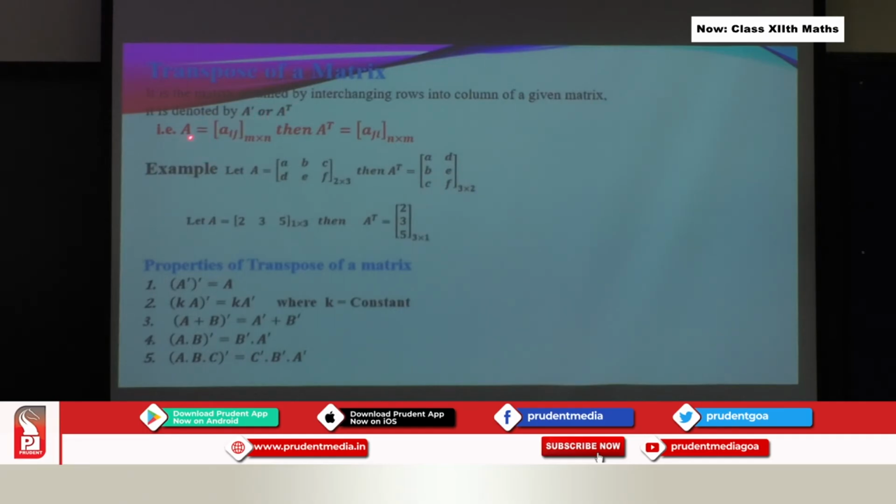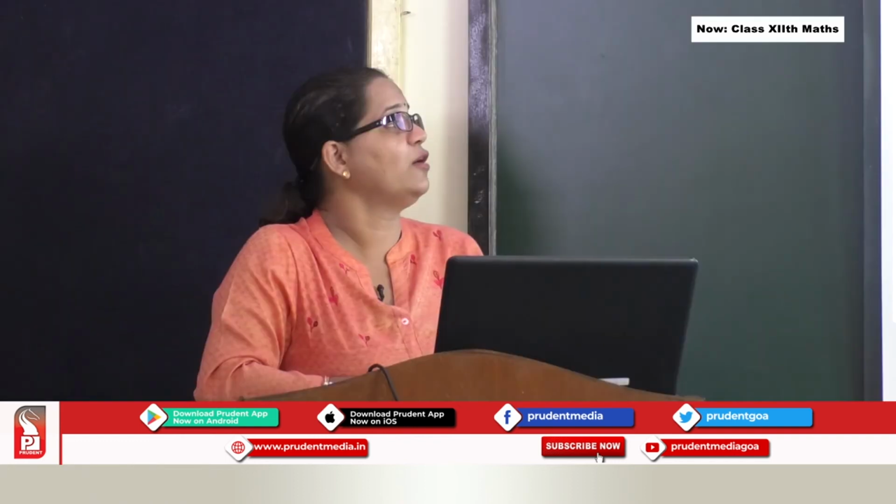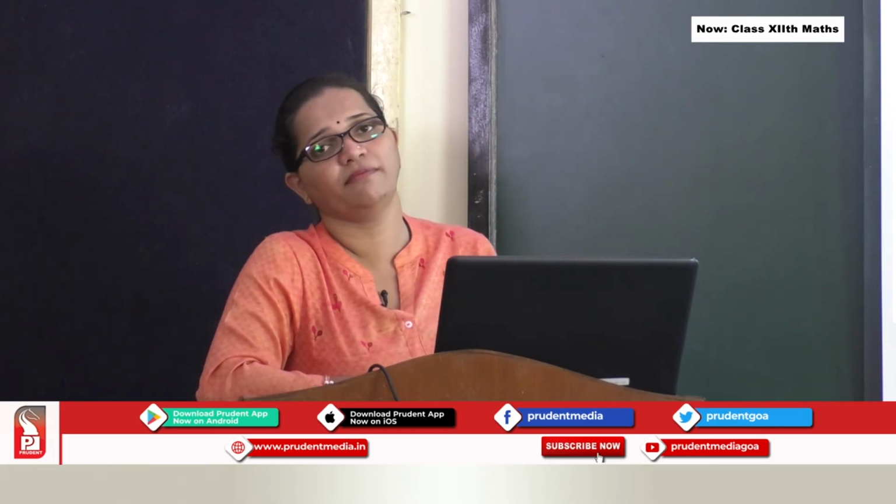Okay. So over here, A equals this, your original matrix. I am finding the transpose of it. So what will happen? The number of rows will become the number of columns and the number of columns will become the number of rows. So over here, m cross n will now change to n cross m. This is very, very important.